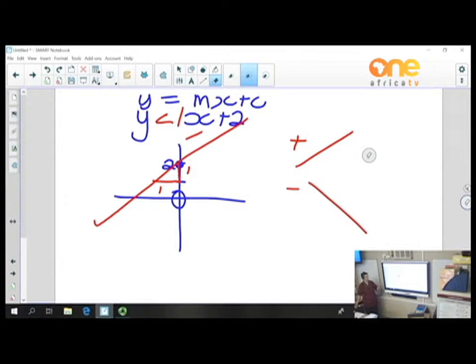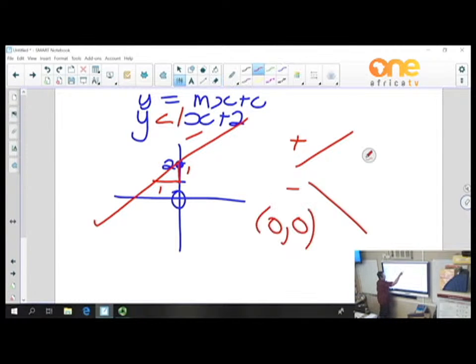Okay, but the point is now, on which side must I shade? And check out if it's true. You can test any point, but the easiest one is to check with the point 0, 0. So what I do now is I substitute 0, 0. 0 is less and equal than 0 plus 2. Is this a true statement? 0 is less than 2, it's true. So that means for this, 0 is in the wanted region. So I'm going to show you.